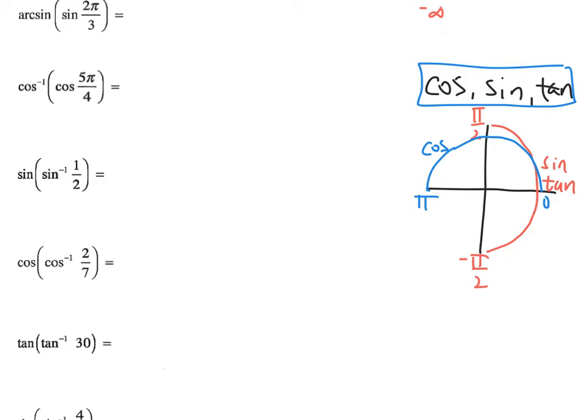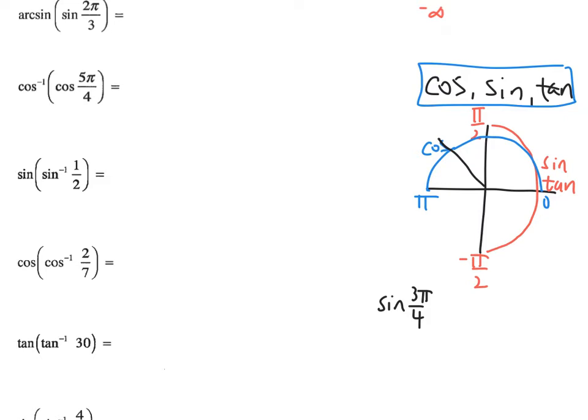So, for example, let's say that they want us to find sine of 3 pi over 4. Well, right away, you should be saying, well, Miss Kelly, that is not between negative pi over 2 and pi over 2, right? Because that would be over here. What would be the equivalent sine value for 3 pi over 4 that is between negative pi over 2 and pi over 2?